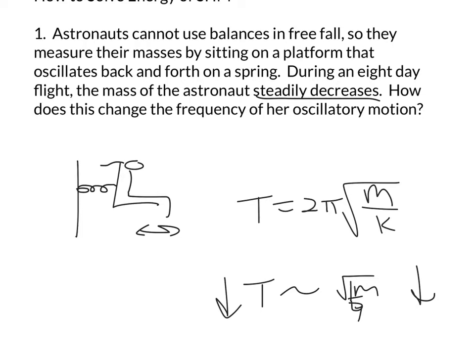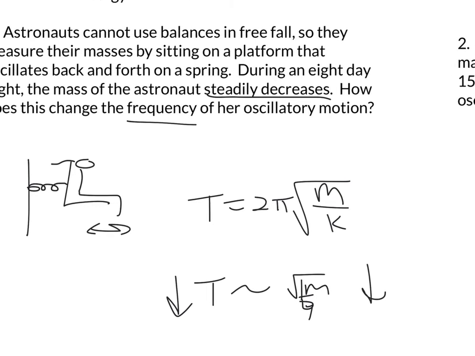But that's the period, right? The period would be 2 pi square root of m over k. The frequency is the inverse of that. So the frequency should actually go up. She should go back and forth quicker on that chair as she loses mass. Okay.